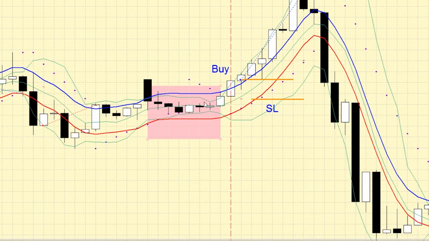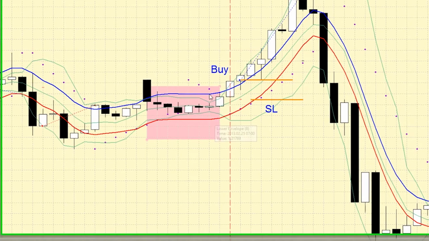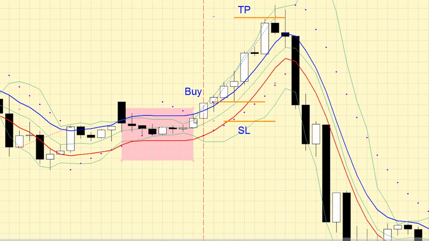This is the preliminary signal that in the near future there will be a signal to conclude a deal. After the appearance of such a signal, we wait for the Bollinger Bands indicator to go beyond our blue or red line, that is, at the moment when it expands. Then we wait for the candle to close.